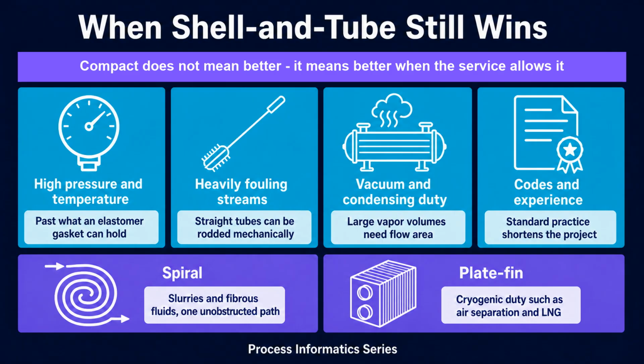Two relatives fill the niches in between. Spiral exchangers, two long channels coiled around a center, tolerate slurries and fibrous fluids because each stream has one unobstructed path. Plate-fin blocks, usually brazed aluminum, reach extreme area density and tiny approaches in cryogenic duty such as air separation and liquefied natural gas.